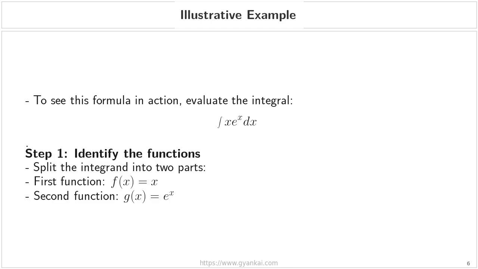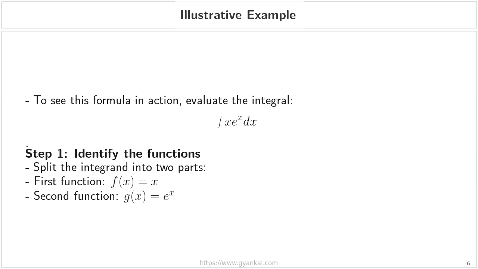Now remember from the previous slides, the key to using this formula is correctly identifying our first function, f of x, and our second function, g of x. So, step 1, identify the functions. We need to split up this integrand, that's the part inside the integral sign, into two parts. A good strategy is often to choose the function that simplifies when you differentiate it as your f of x. In this case, let's choose x as our first function.